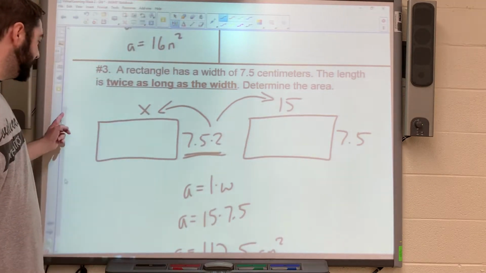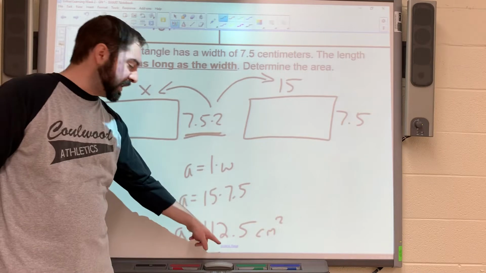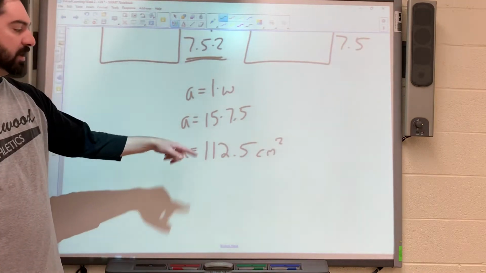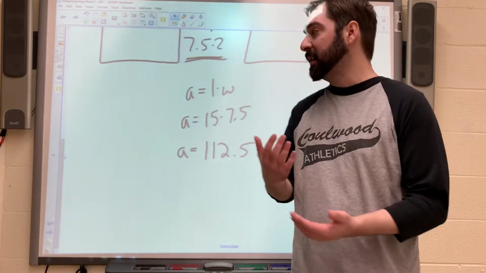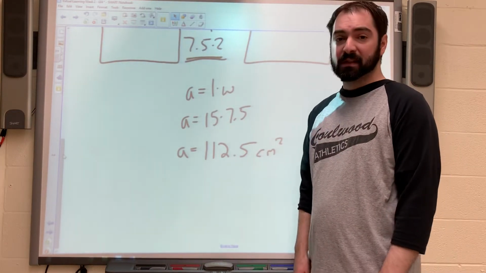Now I know my length and my width. 15 times 7.5, and you should have got 112.5 square centimeters. Again, pretty basic. This should be all a quick review from 5th and 6th grade.